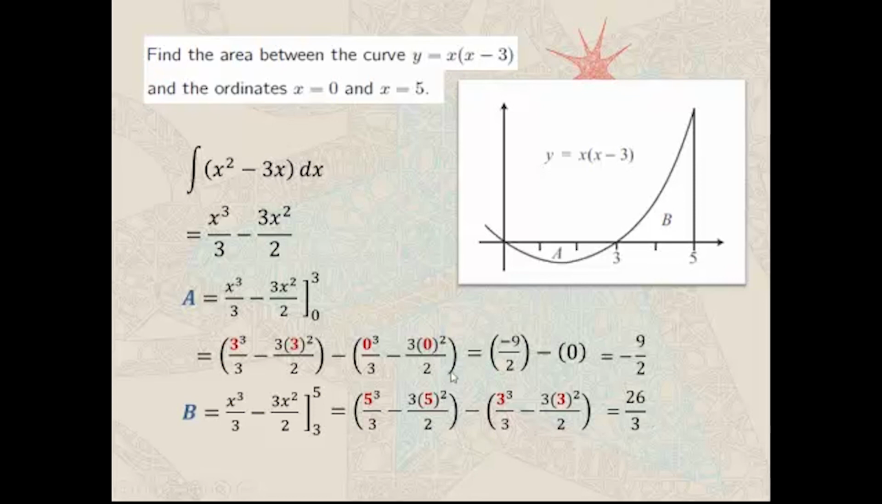Now to find the total area, I've got to add A and B, making sure that the area A, which is negative, has to be found as positive. That is, I have to find the absolute value. So the total area is equal to the absolute value of both of them. Area A, we found it to be negative 9 over 2, so we're going to find the absolute value. The second one, 26 over 3. And after that, you find out that the sum is equal to 79 over 6. And that's it. This is the area under the curve x multiplied by x minus 3.